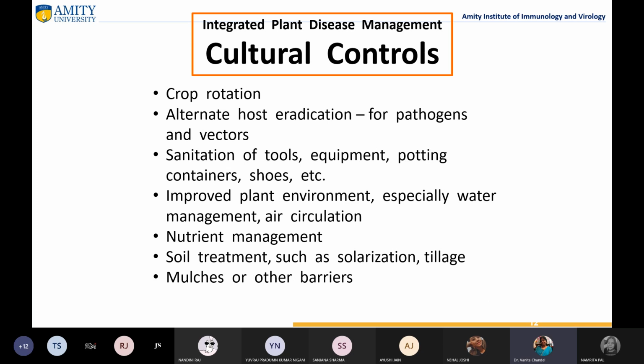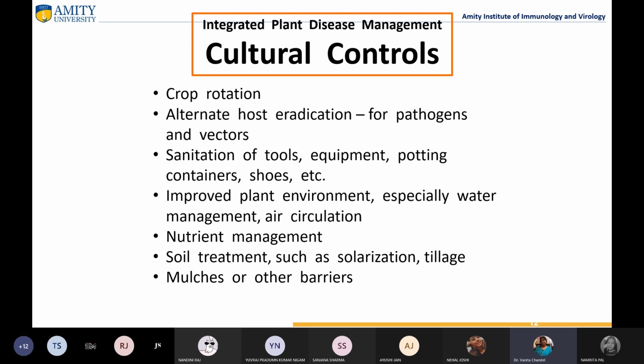So cultural controls are the cheapest one. They don't require much money, and they are the easiest one which farmers can do in their field, right? इसमें बहुत ज़्यादा educated people नहीं चाहिए. We just need to tell them this is how it is to be done and they can do it.